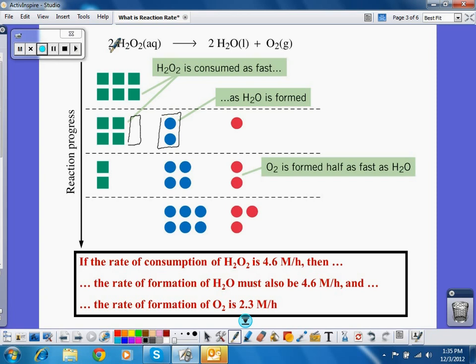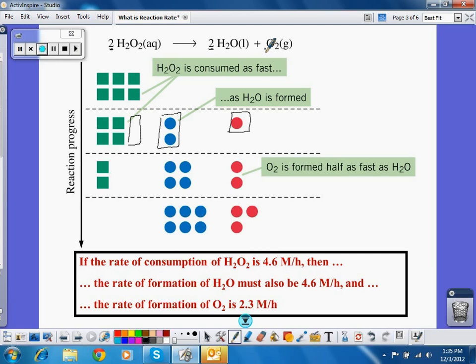That tells me either 2 molecules of hydrogen peroxide produce 2 molecules of water, or 2 moles of hydrogen peroxide produce 2 moles of water. Likewise, as 2 of these get used up, only 1 oxygen molecule gets produced. So again, looking at the stoichiometry, I notice there's a 2-to-1 ratio. 2 moles of H2O2 will only produce 1 mole of oxygen gas. So that's kind of a qualitative look, or a semi-quantitative look at what's happening.